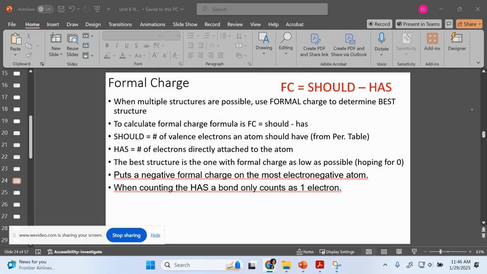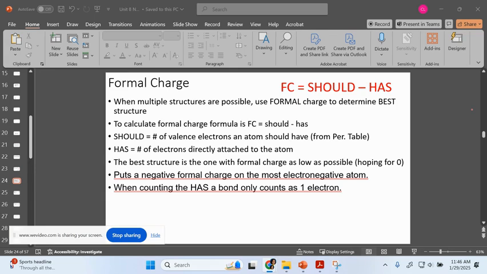Once I fell into and found this method, I was like, oh man, that's so easy. Why do these other people make it so complicated? Because they can, but they don't need to, because this is easy. Okay? So this is should minus has. When multiple structures are possible, you're going to use formal charge to determine which one is best. You are going to calculate formal charge with the should minus has formula.